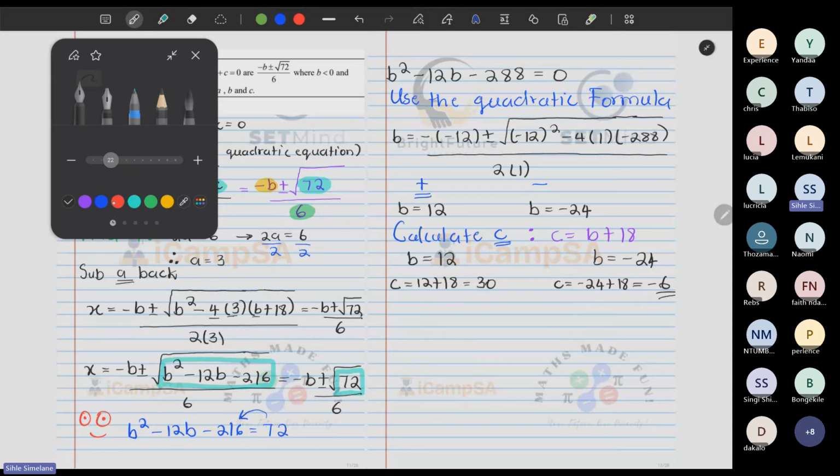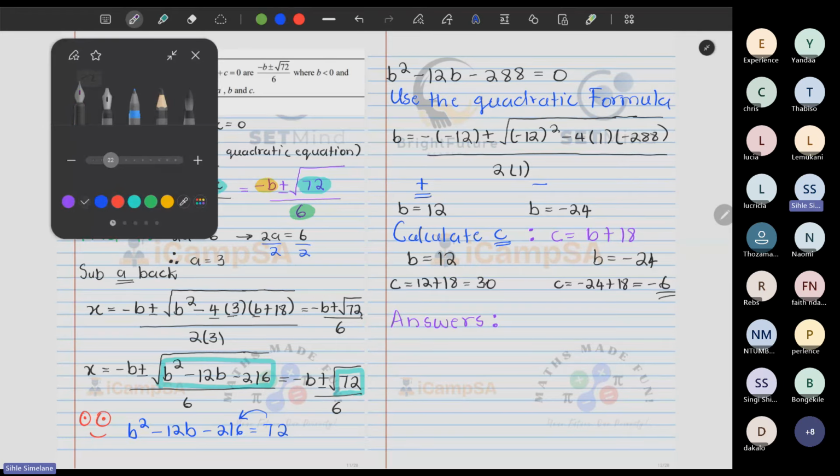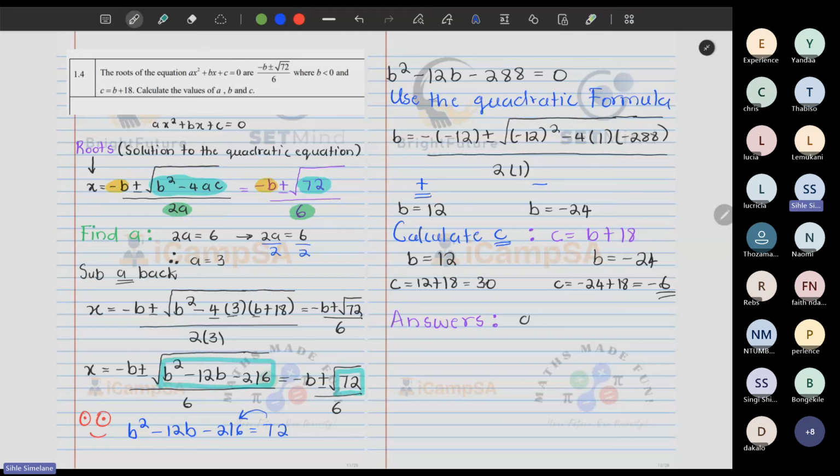So we can finalize these. We can say, therefore, conclusion. So we can say answers. Okay, so this will depend. We have two answers. We have a equals, our a is the same for all. So we have a equals 3. Then if I choose b to be 12, what should be my c?